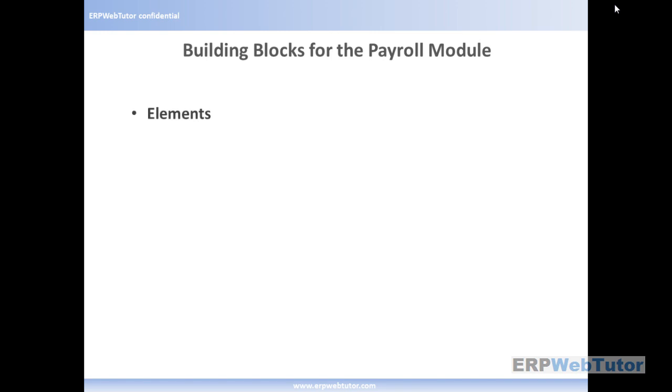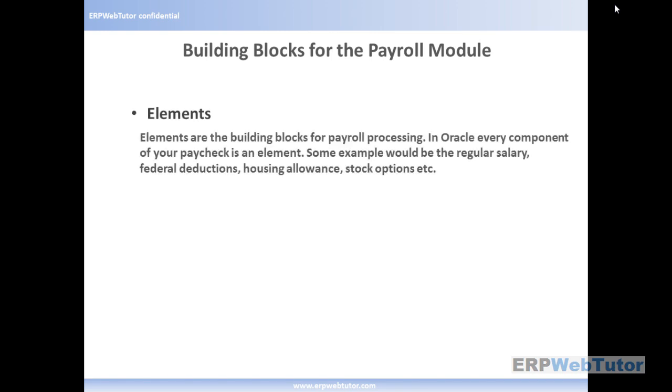The first thing is the element. Now, what are elements? They are the building blocks for payroll processing. So in Oracle, every component of your paycheck is an element. Some examples would be your regular salary, your federal deductions, housing allowance, stock options. Pretty much anything that you see on your paycheck is some element in Oracle.